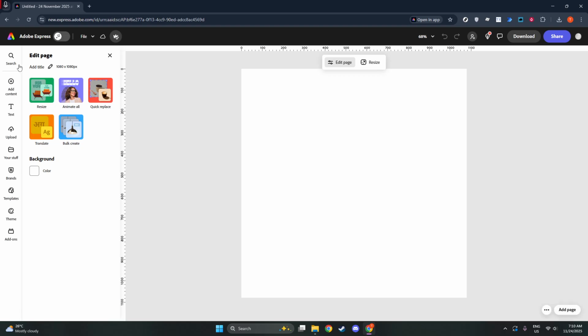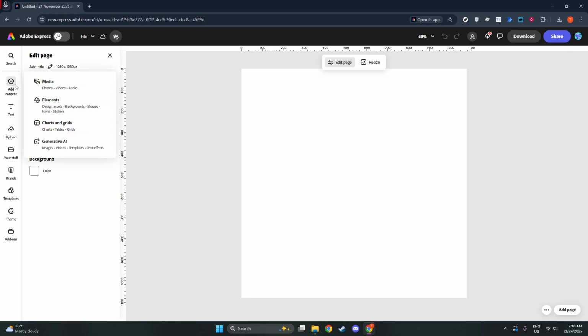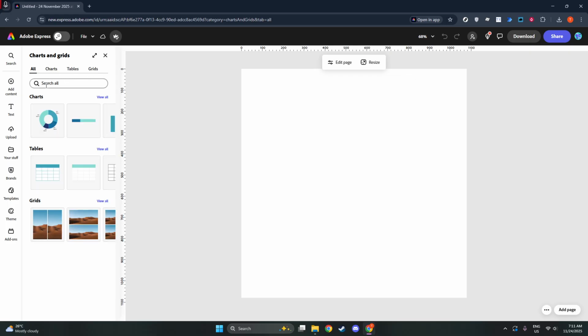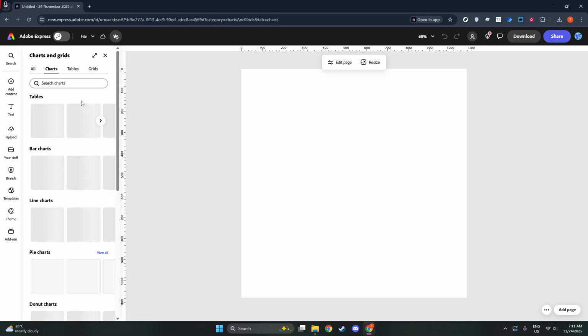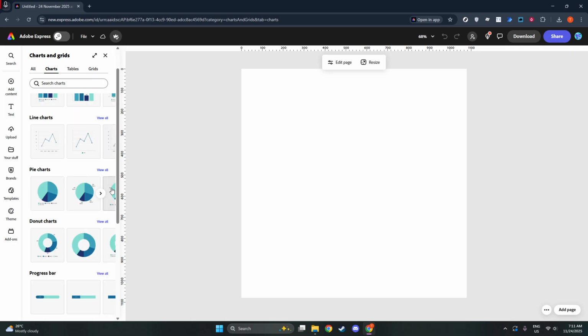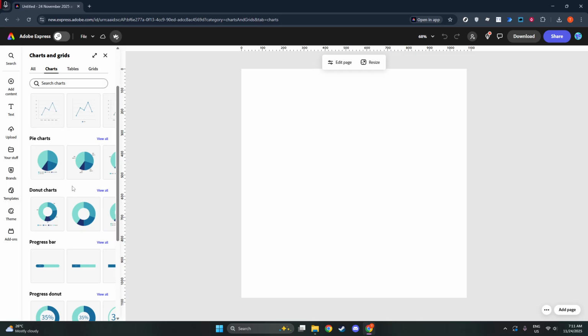Next, add a chart. In the left side panel, look for Charts and Grids, then choose Charts. You'll see several chart types, including bar charts, line charts, pie charts, and progress charts. Pick the one that best matches your story. Bar charts are great for comparing categories, line charts show trends over time, pie charts display parts of a whole, and progress charts, like bars or donuts, highlight completion toward a goal. Don't worry, you can switch chart types later if you need to.